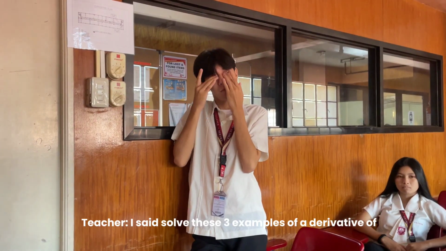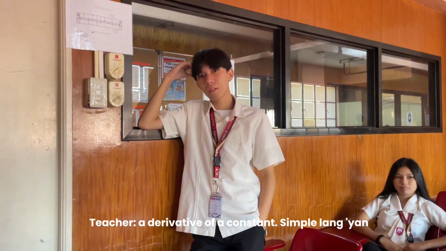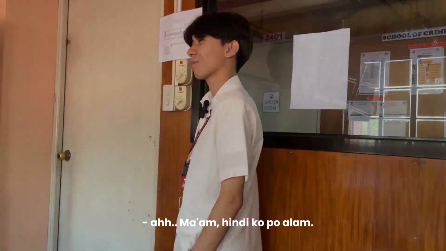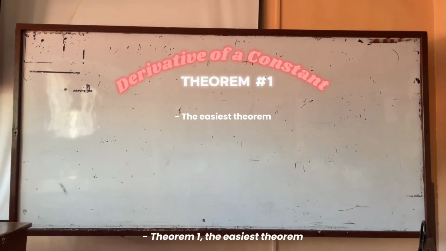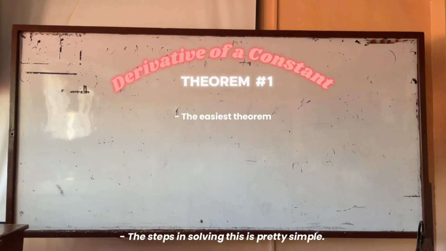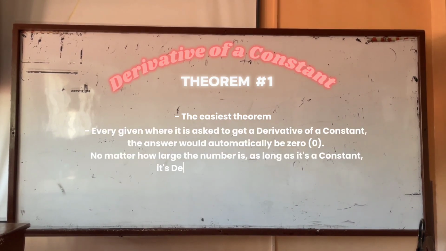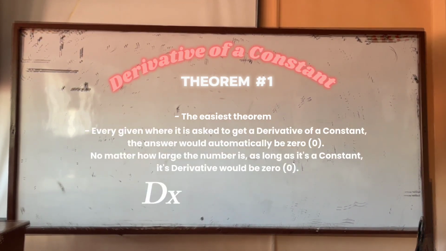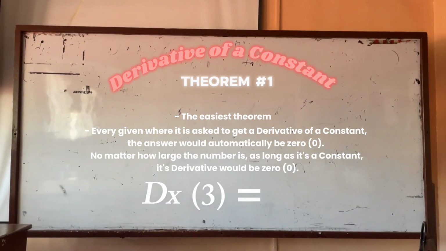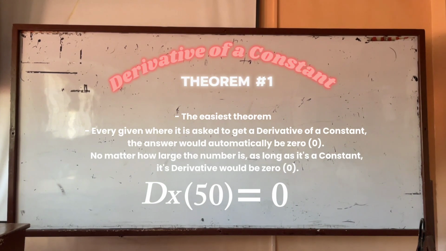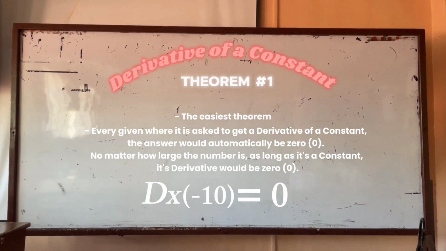I said solve these 3 examples of a derivative of a constant. Simple lang yan. Ma'am, hindi ko po alam. Theorem 1. The easiest theorem. The derivative of a constant. The steps in solving this is pretty simple. Basically, every given where it is asked to get a derivative of a constant, the answer would be automatically 0. No matter how large the number is, as long as it's constant, its derivative would be 0.